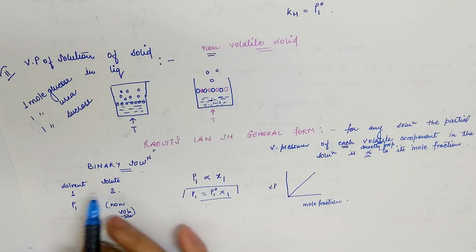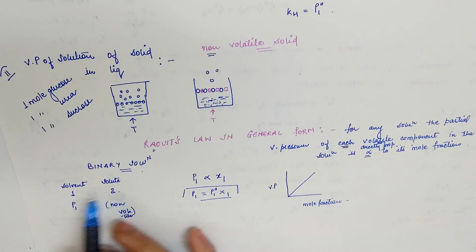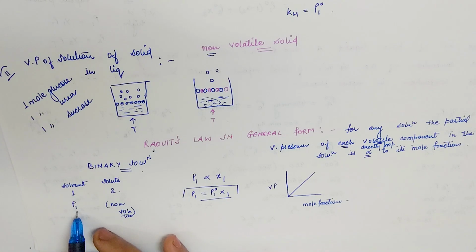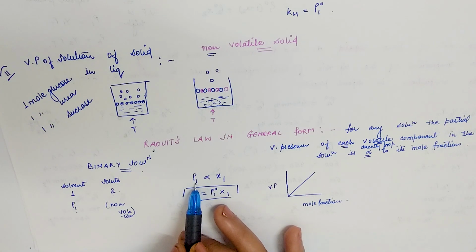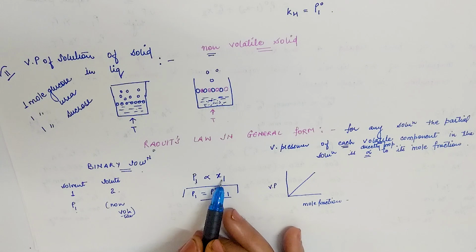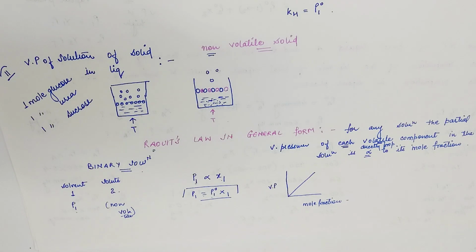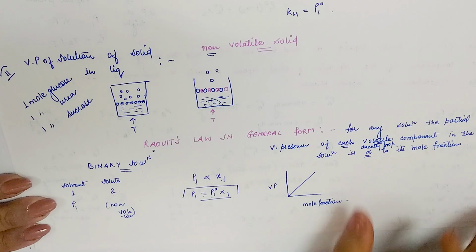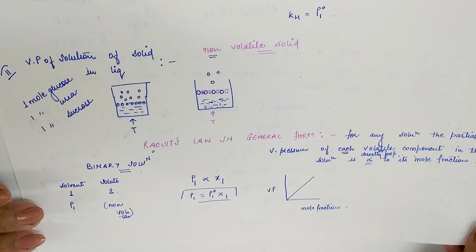We have considered two binary solutions, so one is solute and the other is solvent. Solvent is 1, solute is 2. It will form a vapor pressure that is equal to P1. According to Raoult's law, this vapor pressure is nothing but equal to the mole fraction, and when we remove the proportionality we put a constant which is P1 naught, and this is the graph of Raoult's law. Hope these three topics of Raoult's law are very clear to you.